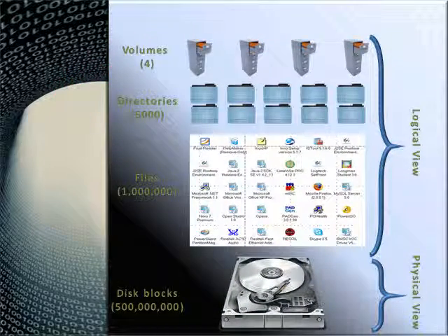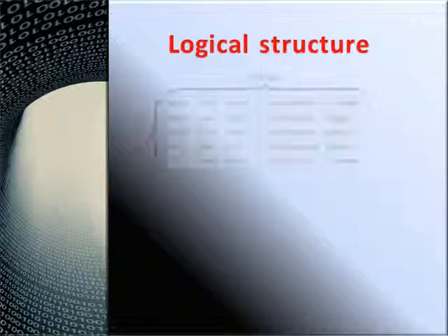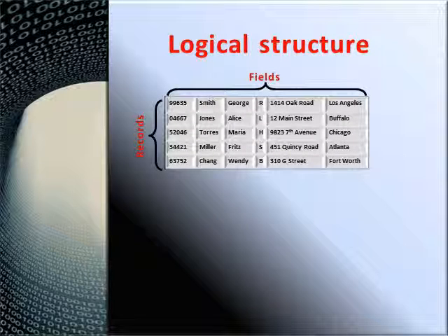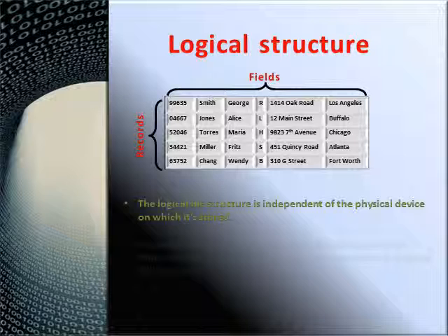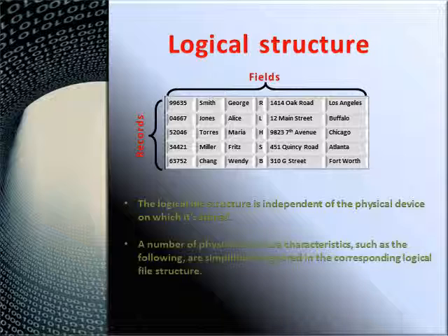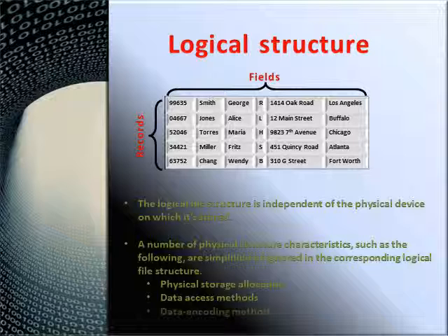Here's an example of logical view and physical view. On the logical structure, here's an example. If you look at the top, there are the fields and records. The logical file structure is independent of the physical device on which it's stored. A number of physical structure characteristics, such as the following, are simplified or ignored in the corresponding logical file structure: physical storage allocation, data access methods, and data encoding methods.